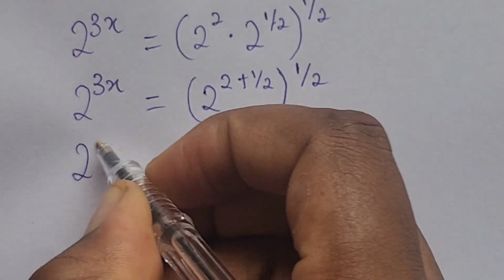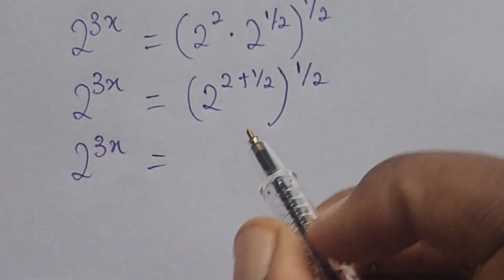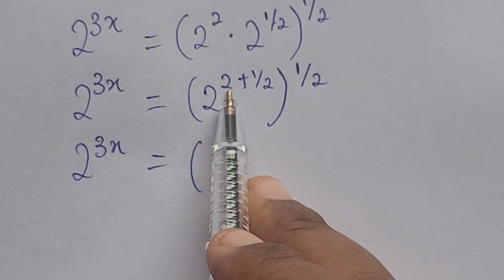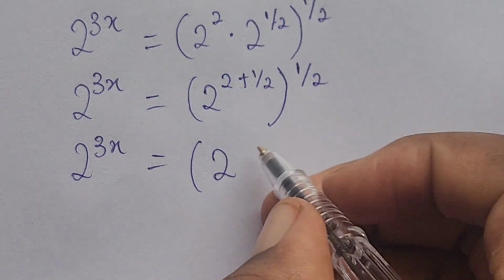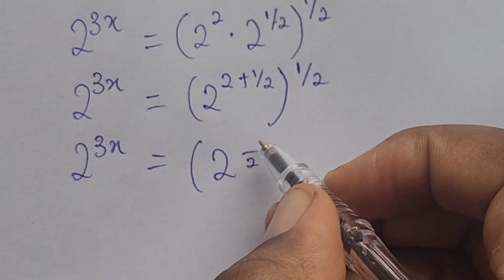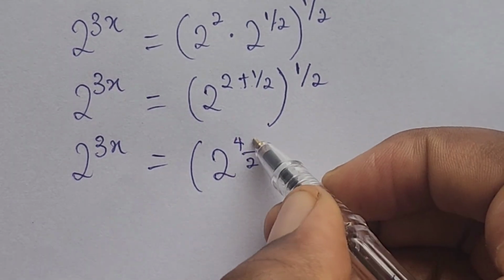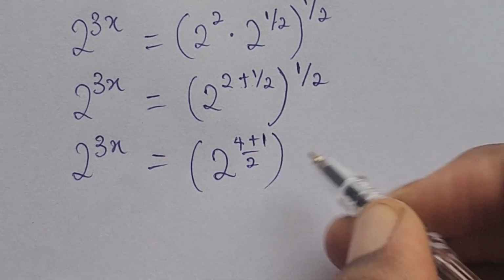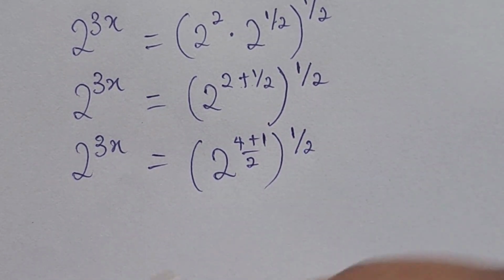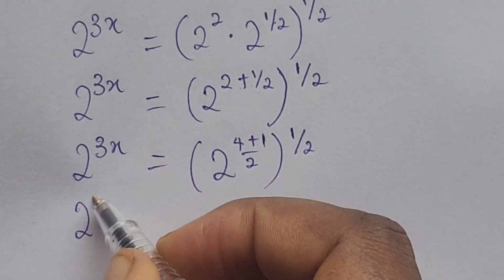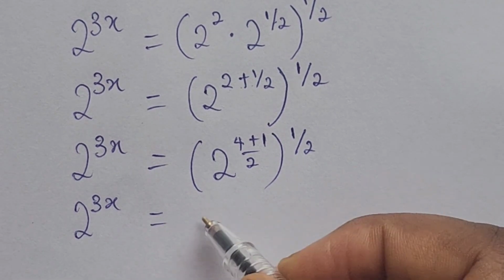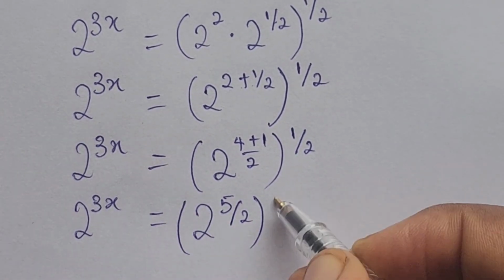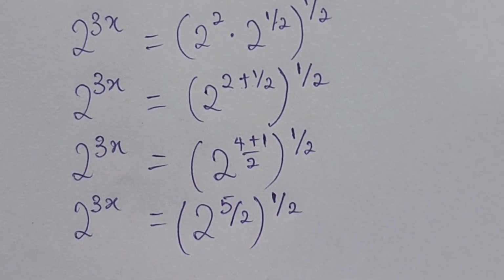So this will give us 2 to the power of 3x equal to 2 to the power of 2 plus 1 over 2, which is 4 plus 1 over 2, further raised to the power of 1 over 2. So this gives us 2 to the power of 3x equal to 2 to the power of 5 over 2, further raised to the power of 1 over 2.